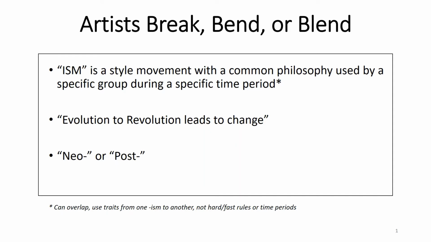Oftentimes an ism will also have neo or post prior to the word. The neo, of course, means, well, it was this ism, but now we have a new version of it. And the post means we really don't have a new ism altogether yet, but this is after what we just saw. So the neo or the post is kind of like a little variation on the current ism. Neoclassicism, for example, or post-expressionism.